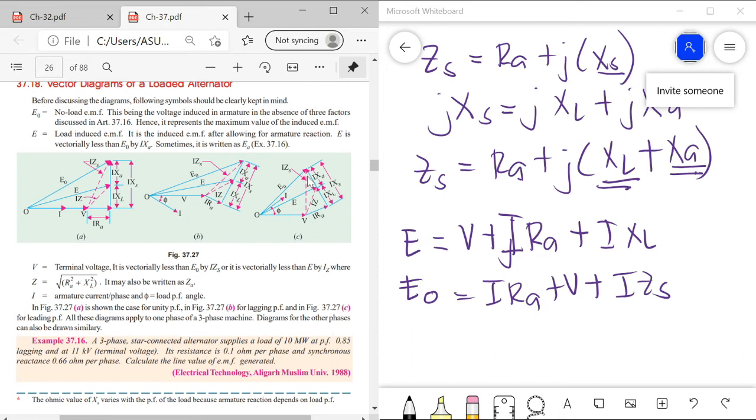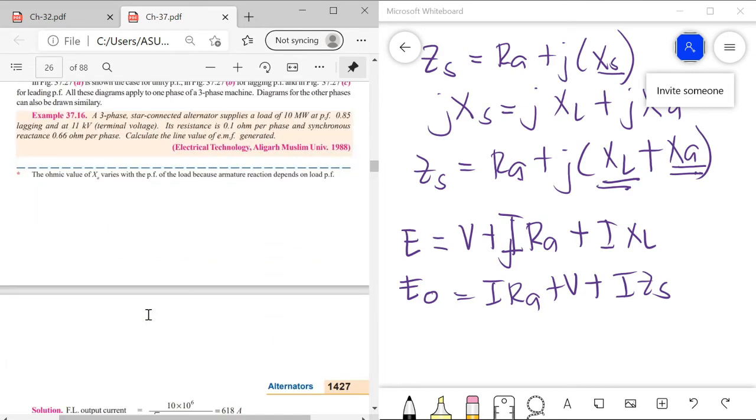So, just follow the vector diagram here. IZ is equal to the sum of IRA plus IXL. IZS is IRA plus IXS. Okay? So, the induced EMF is equal to terminal voltage plus IRA plus IXL, which is E. So, we will have an example.